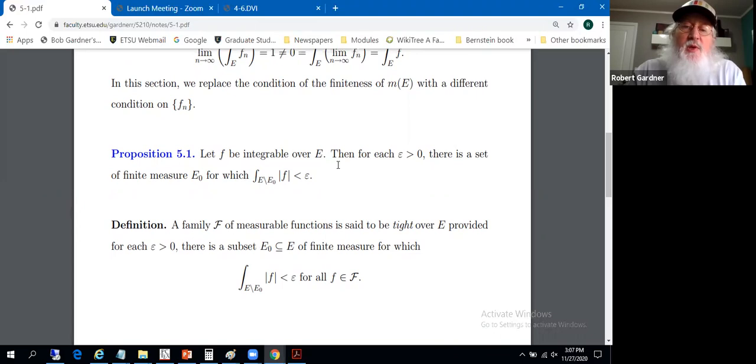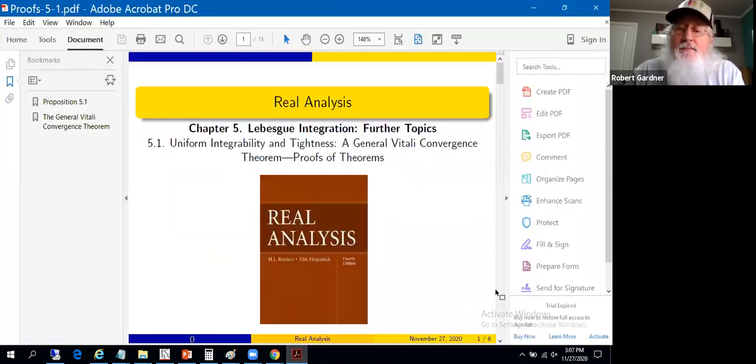Let f be integrable over set E. Then for each epsilon greater than 0, there's a set of finite measure E sub 0 for which the integral over the complement of E sub 0 with respect to the domain of the function f, absolute value of f, is less than epsilon. The integral over E minus E sub 0 of the absolute value of f is less than epsilon. So there's some finiteness imposed. That finiteness is the integrability of the function f. Let's look at a proof of that.